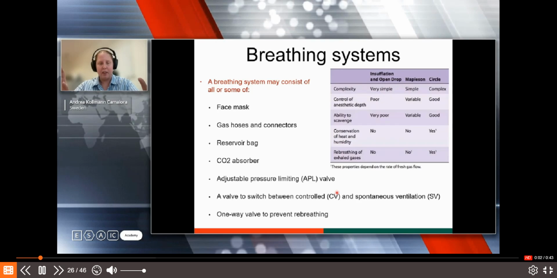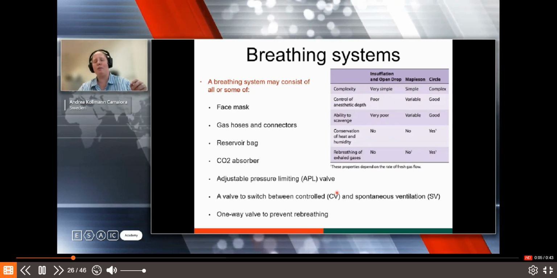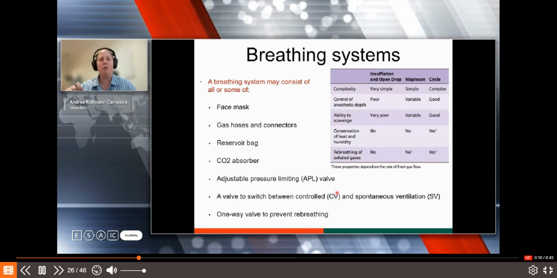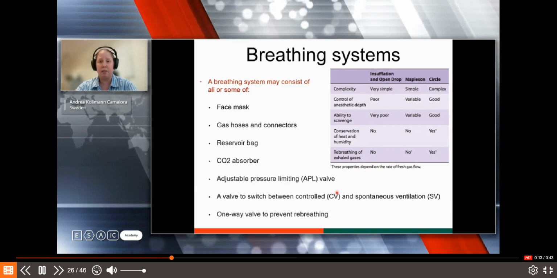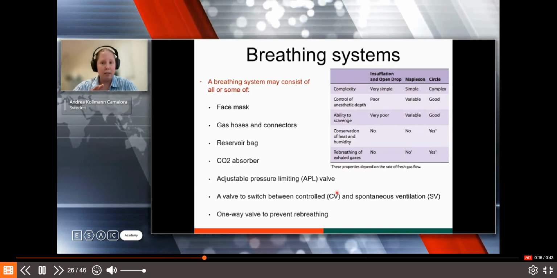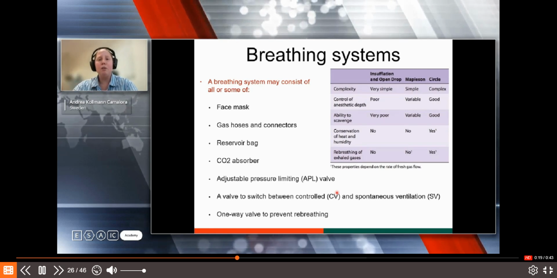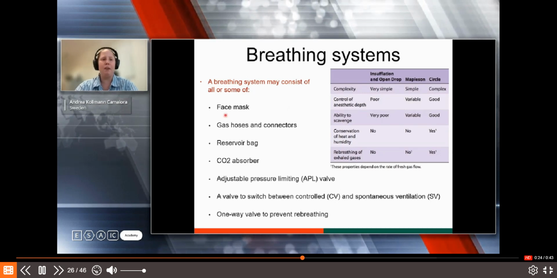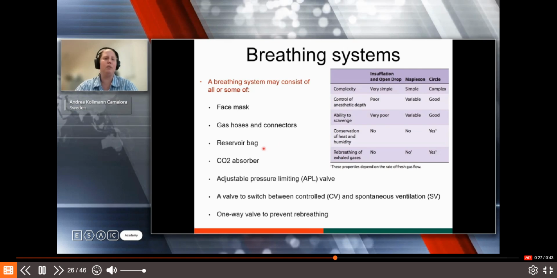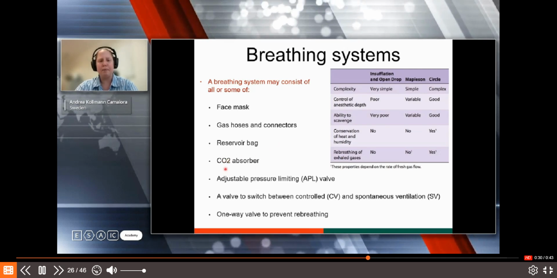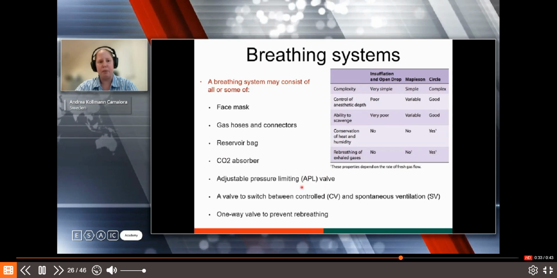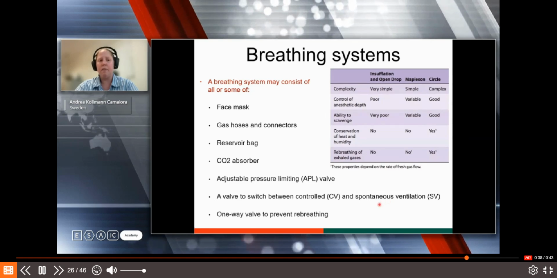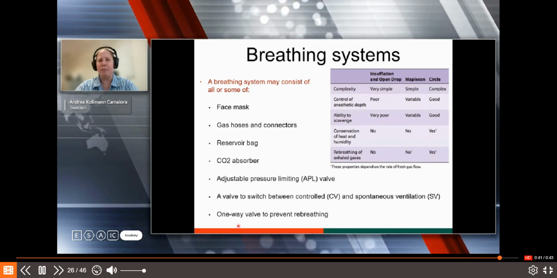Okay, enough of vaporizers. Now you know how they work. We have gone through the draw-over, the plenum, and the Tec 6, which are the ones that always come up in the exam. Tec 6 I've seen many, many times, both in the written exam and in the oral examination. And we're going to talk about the breathing systems. So the breathing system may consist of all or some of the face mask, the gas hoses, the connectors, the reservoir bag, the CO2 absorber, and the APL valve, very important, a valve to switch between control and spontaneous ventilation, and one-way valves to prevent rebreathing.